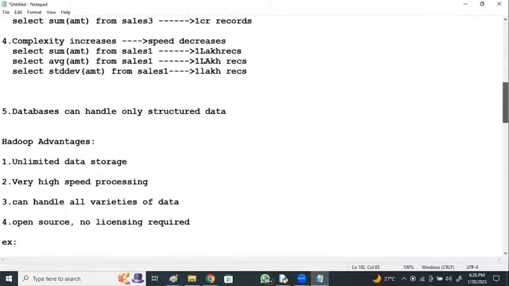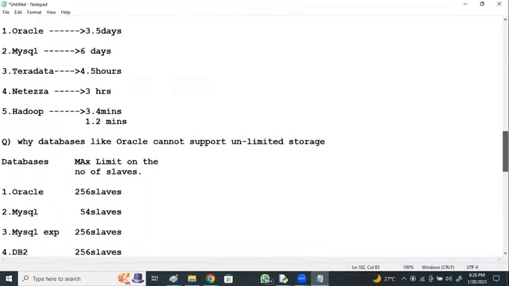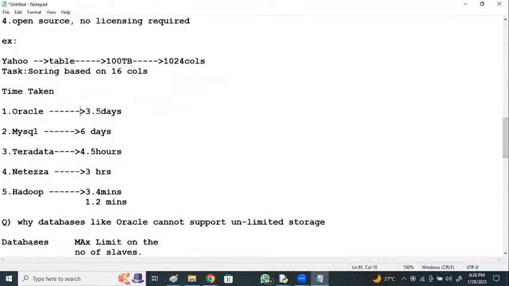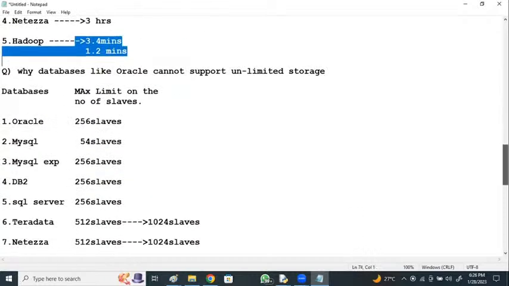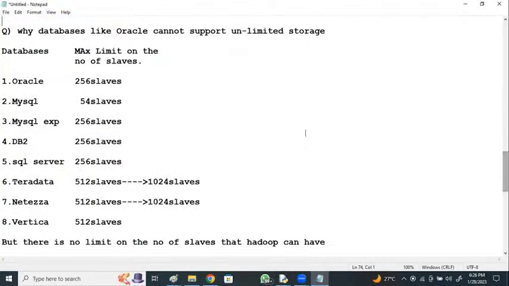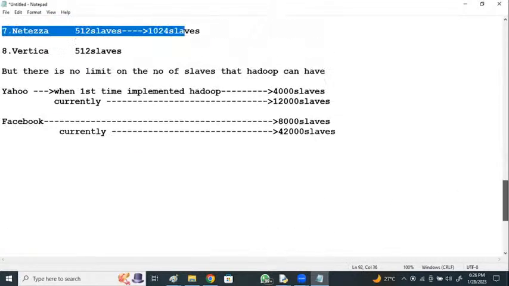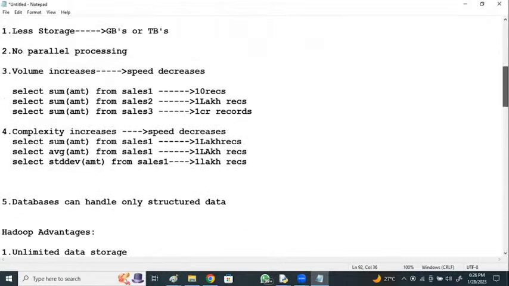One second. Now see these advantages. Some tests were conducted by Yahoo to check the speed of these databases, where Hadoop has taken minutes of time, whereas the other things have taken days and hours. And databases like Oracle cannot support this, since they have a limit on the number of slaves. Fine.